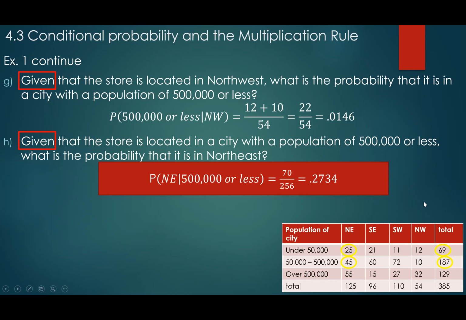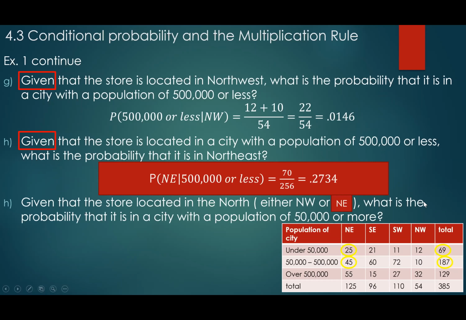So similarly, let's take a look at this item here, and let me erase this yellow line. They say, as you can see right here, given that the store is located in the north. Again, there's no specific region, they only want the north. As long as it fits the description, the north, you have to use it, meaning it's either the northwest or a northeast. So as long as it's in the north, it's in the north category.